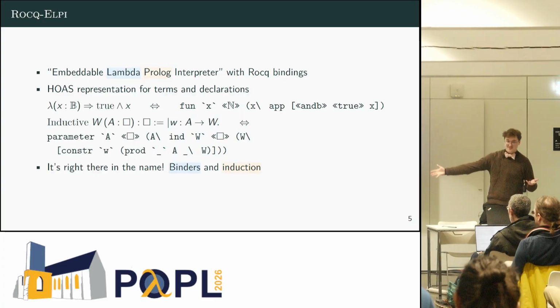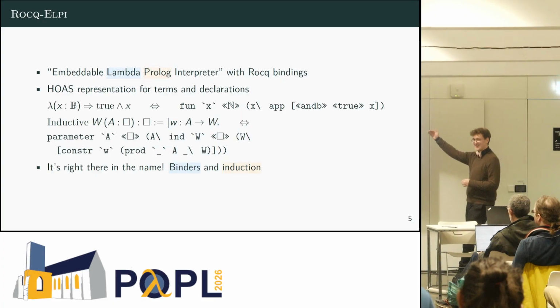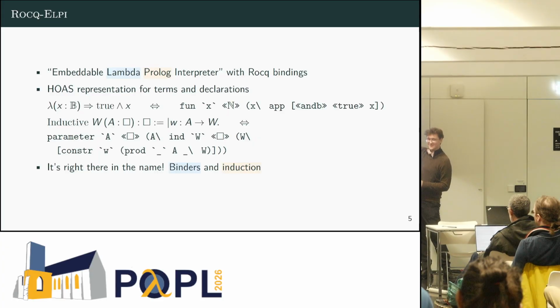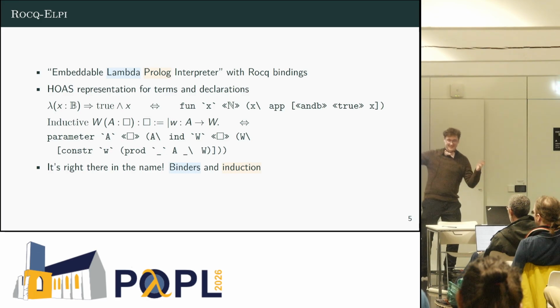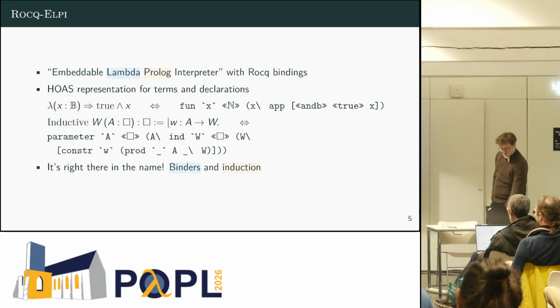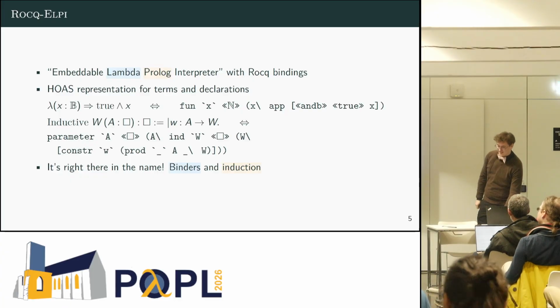And if you're still not convinced, then look at the name, right? It has exactly the two things we need to do. We need to do binders, so we have lambda, and we need to do induction, so we have prolog. So hopefully we're now all convinced that this is the right thing to do.